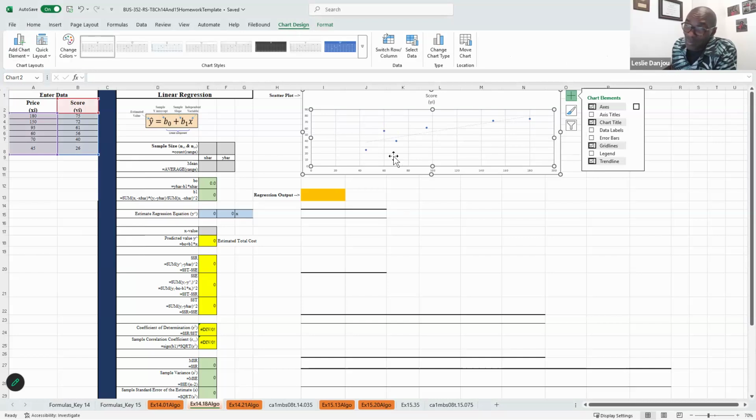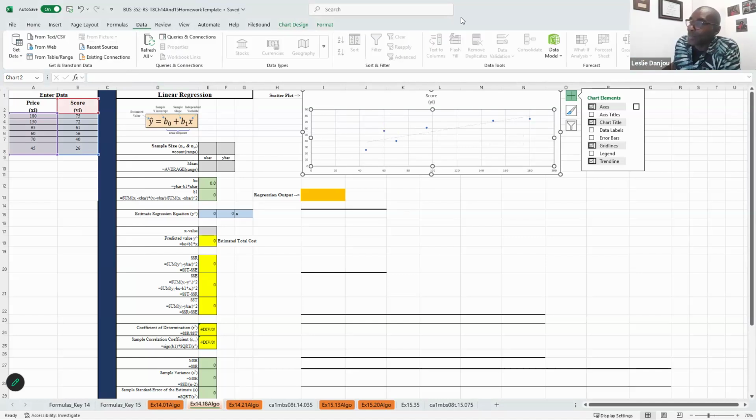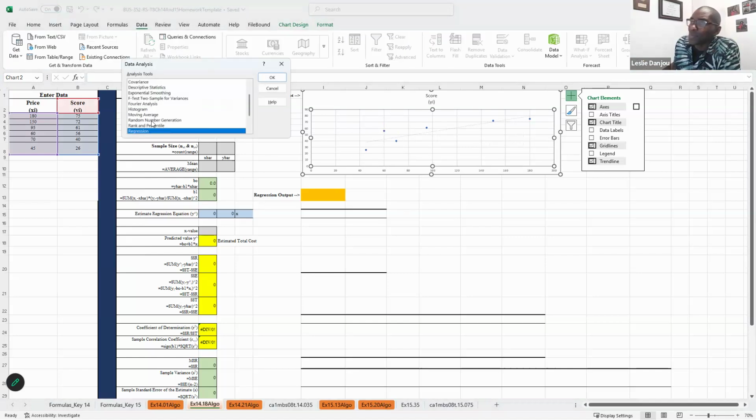So I would say these dots are pretty good, somewhat close to being very good correlated together. All right. How does price affect scores? It's a pretty positive correlation, strong positive correlation. All right. But let's go to your data analysis.